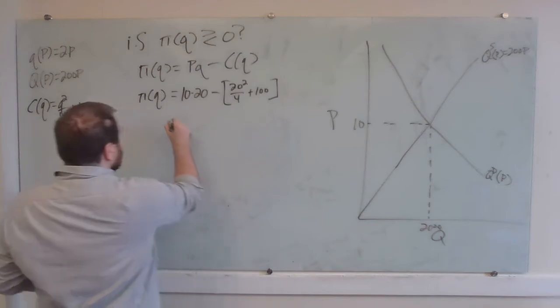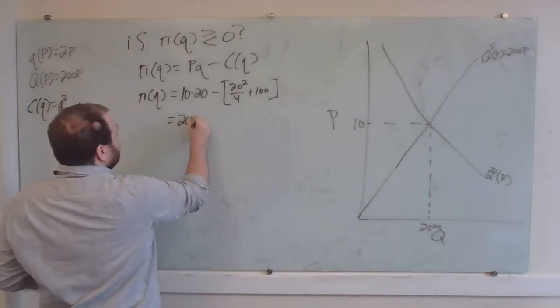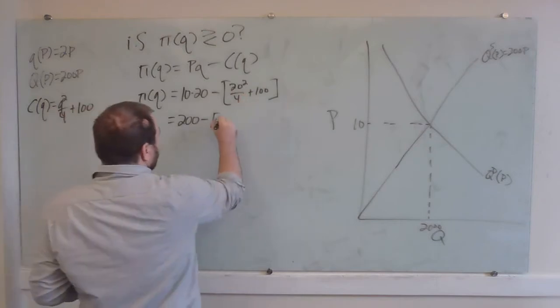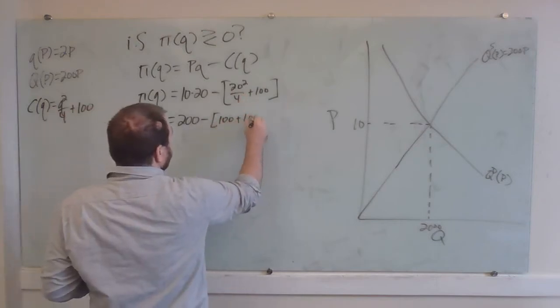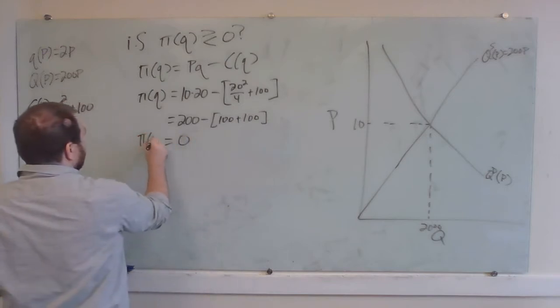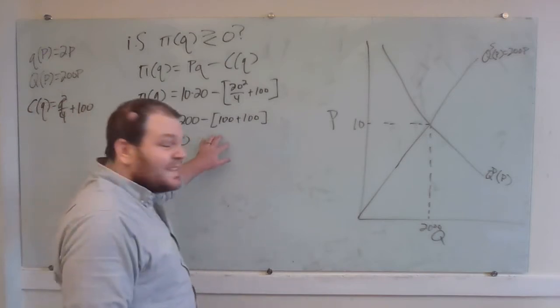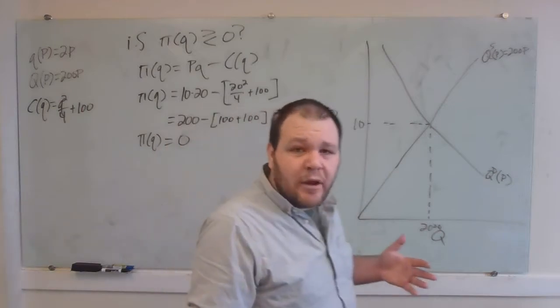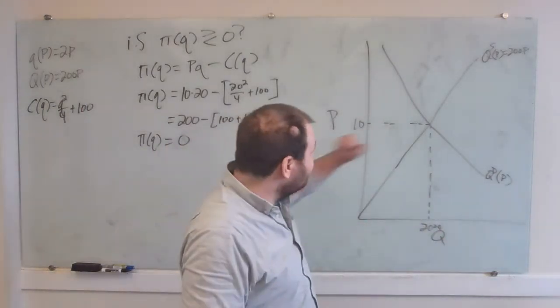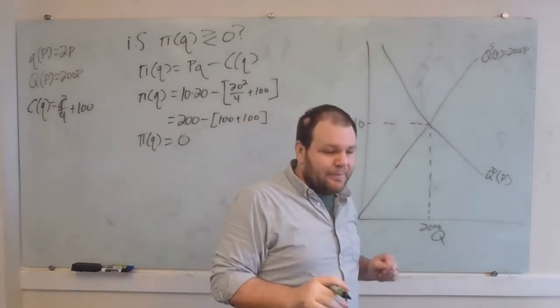Awesome. So this is going to end up being 200 minus, well, 20 squared is 400, over 4 is 100. 100 plus 100. So we're going to end up with profits of 0. In this case, because we have profits of 0, no entry, no exit, we're at equilibrium. This is our picture. Everything is great.